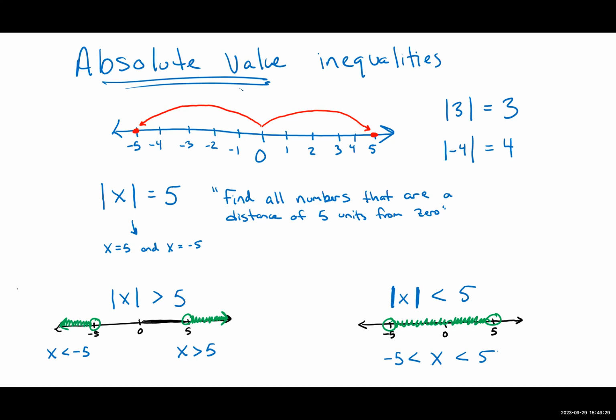Okay, this is important. This is how we solve any absolute value inequality. When you have an absolute value on one side and an inequality symbol, if the absolute value is greater than a number, you have to solve two separate inequalities. If the absolute value is less than a number, then you solve one single compound inequality.